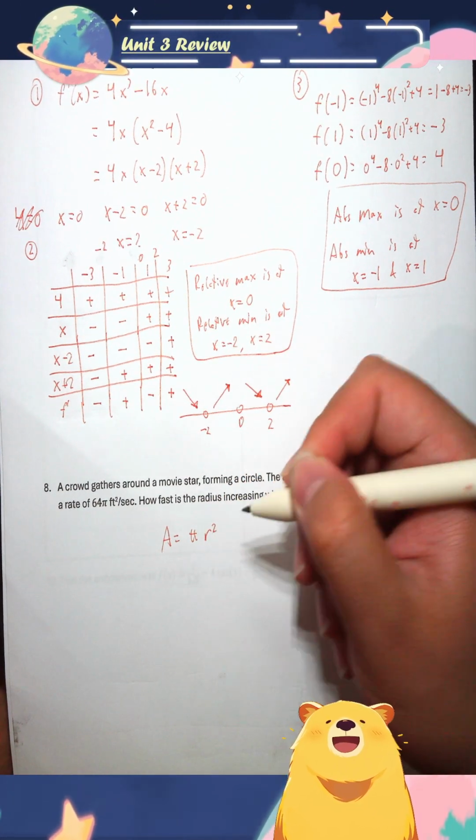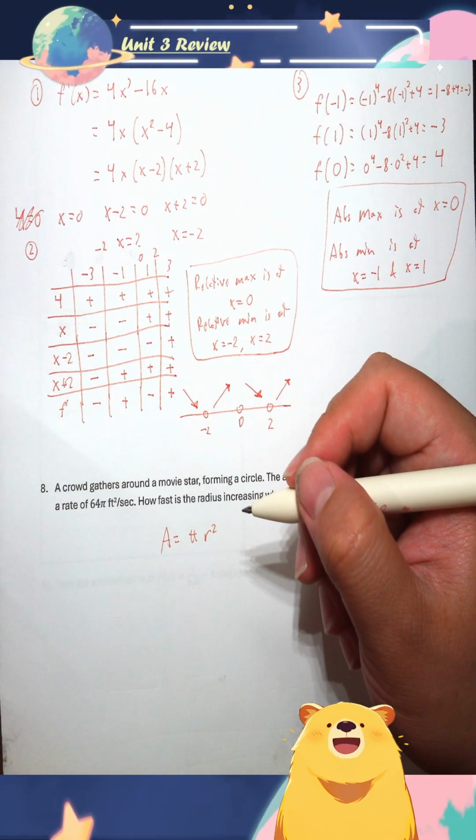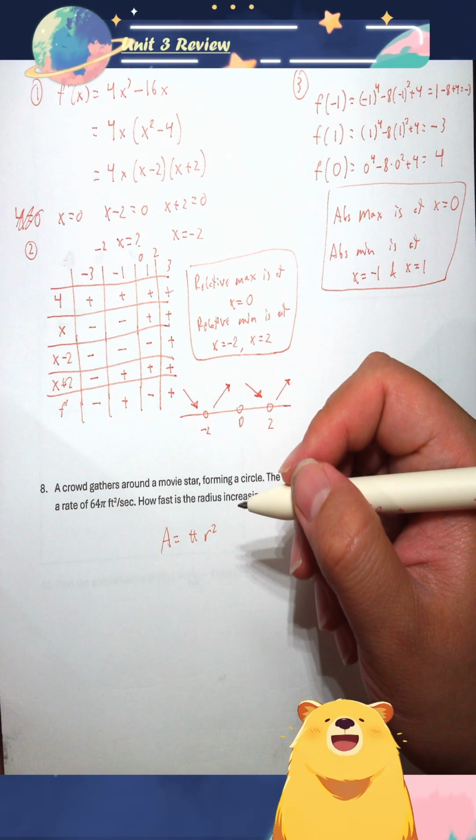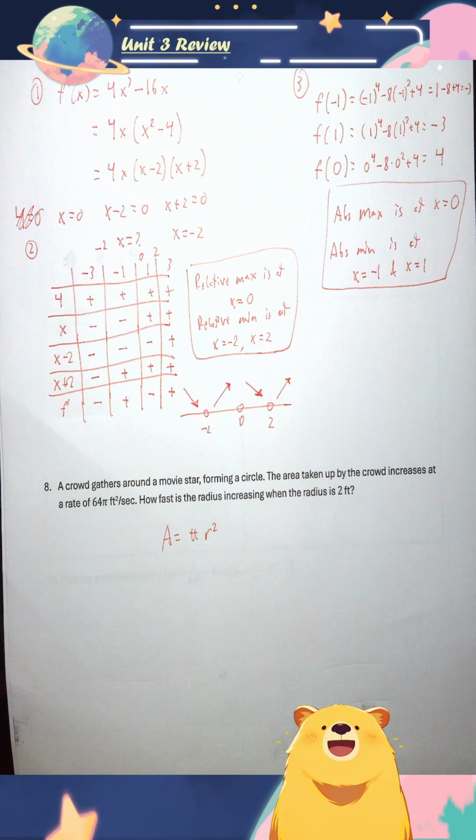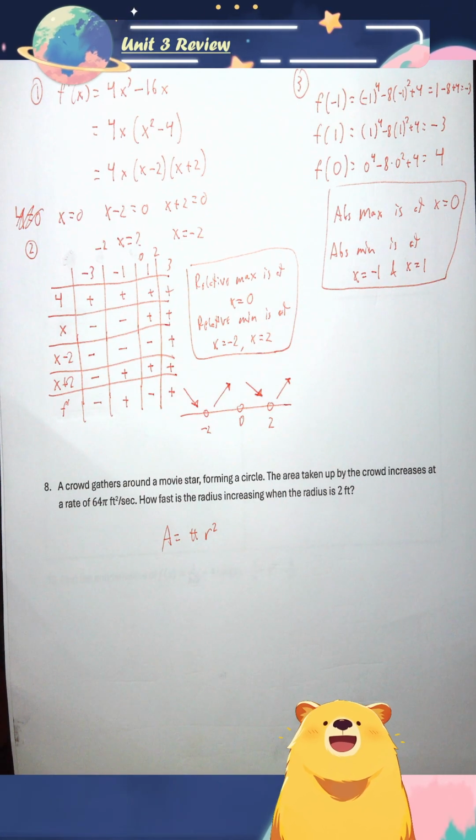pi r squared. Oh my god, am I blanking on the area of a circle? How embarrassing. No, yeah, it is pi r squared. I was testing you guys to see if you're paying attention to the video.